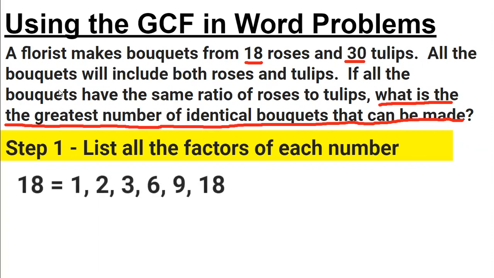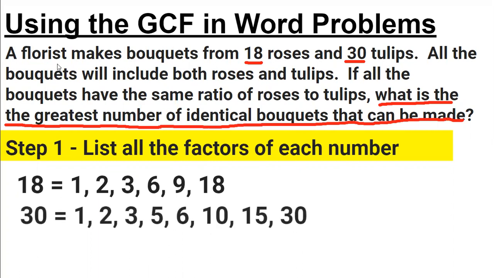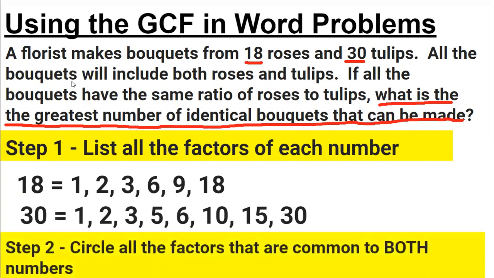So 18, the factors are 1, 2, 3, 6, 9, and 18. How did I get that? Well, 1 times 18, 2 times 9, and 3 times 6. All of the factors of 30 are 1, 2, 3, 5, 6, 10, 15, and 30. How did I get that? 1 times 30 is 30, 2 times 15 is 30, 3 times 10 is 30, and 5 times 6 is 30.